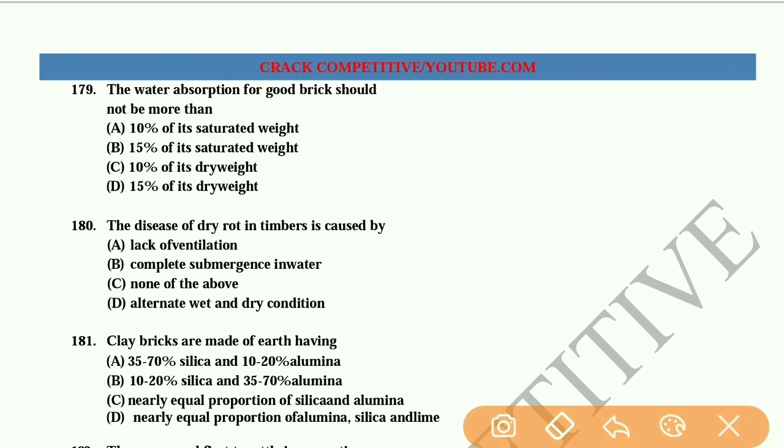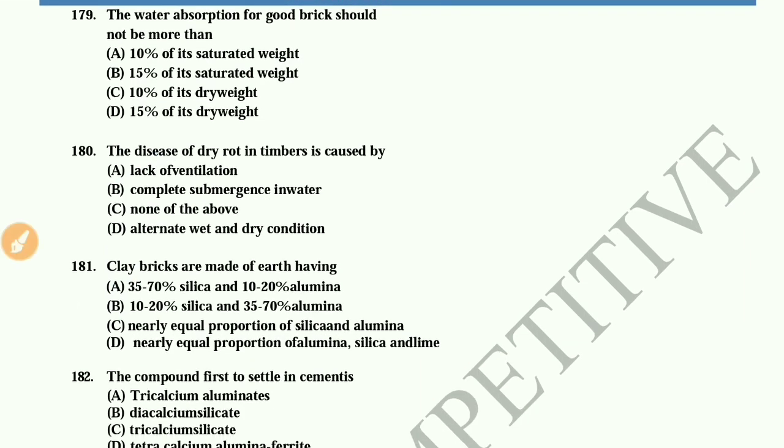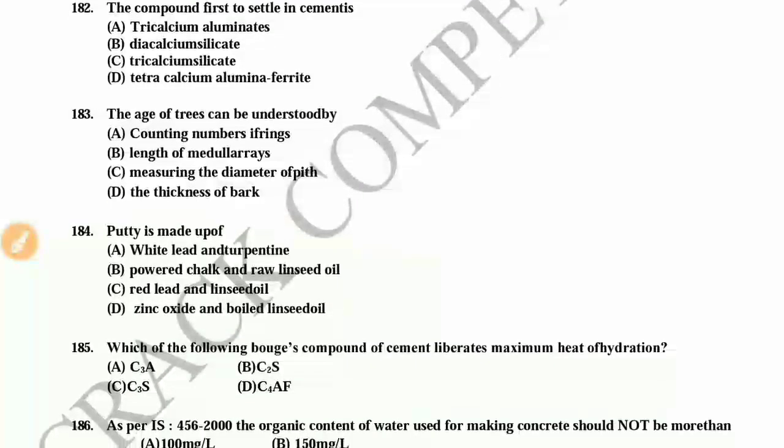Next question, the water absorption for good brick should not be more than 15% of its dry weight. The disease of dry rot in timber is caused by lack of ventilation, option A is right. Clay bricks are made of having 30 to 70% silica and 10 to 20% alumina. Option A is right. The compound first to settle in cement, this is called tricalcium aluminate.